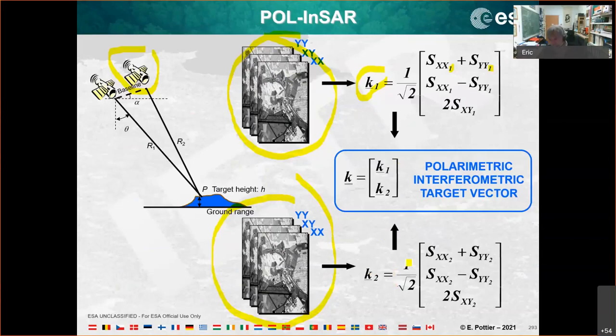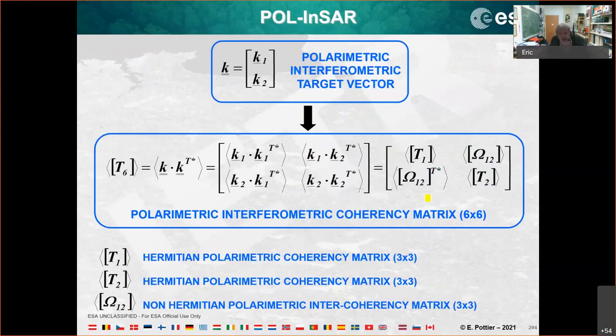And then I can merge these two target vectors to create what we call a super target vector. In this super target vector, I have information of polarimetry plus interferometry. Remember that in each of these target vectors you have the absolute phase inside, which is a random phase. So it's not possible to process these two target vectors or this super target vector, because you have the absolute phase inside. This is why you need to construct the equivalent coherency matrix.